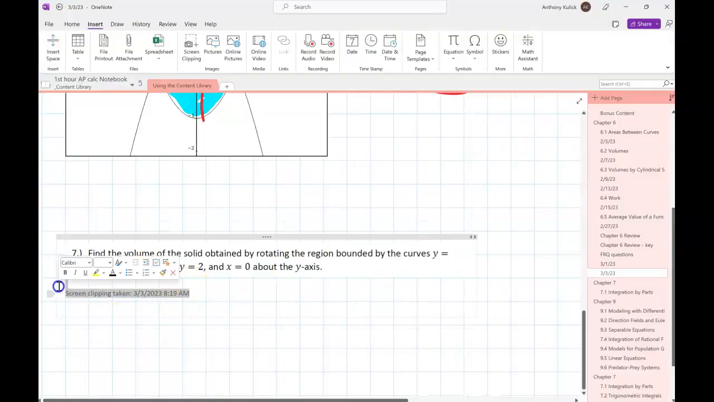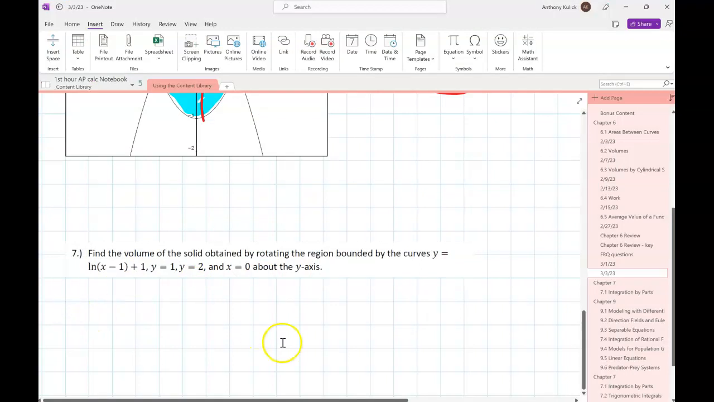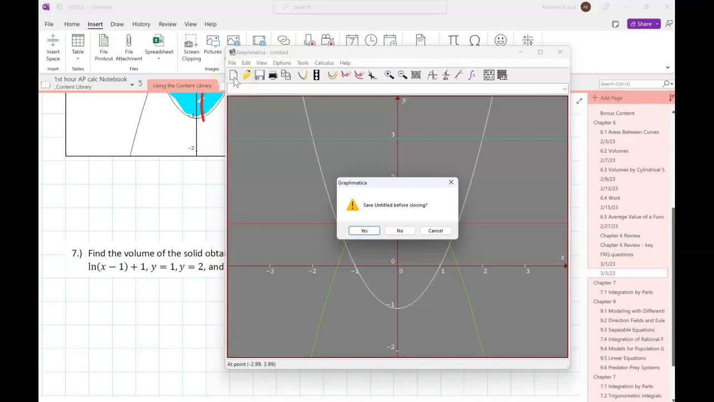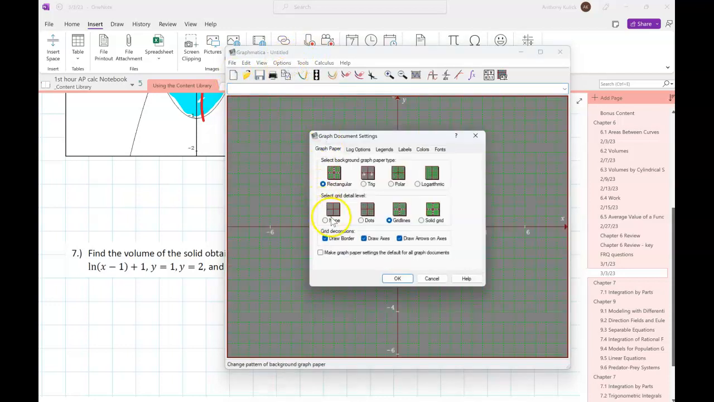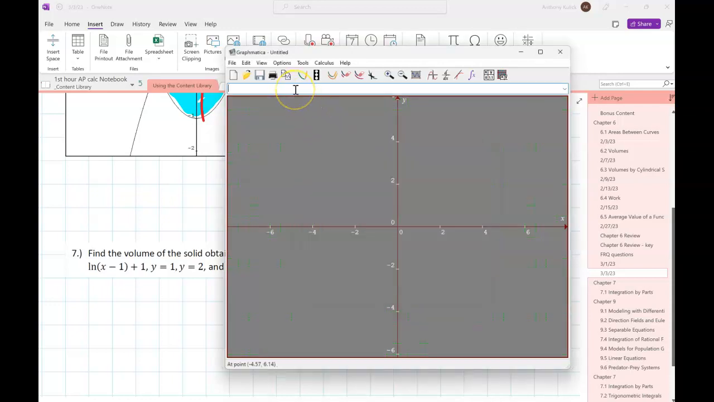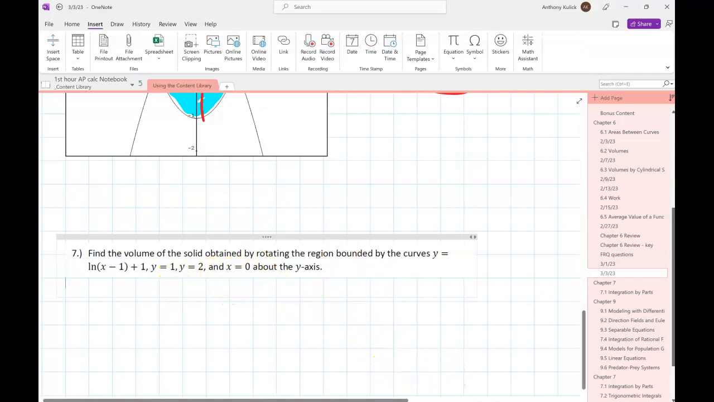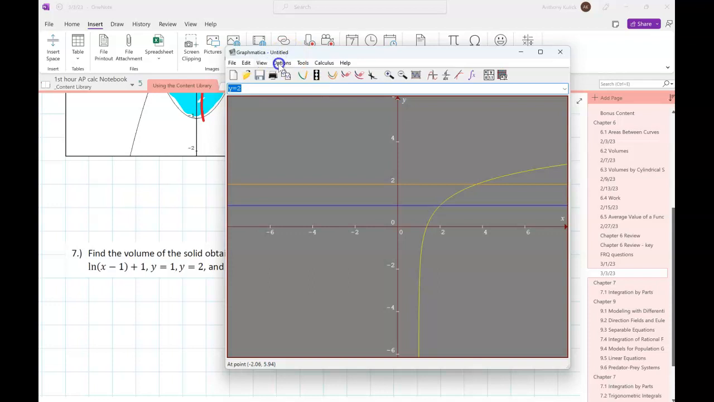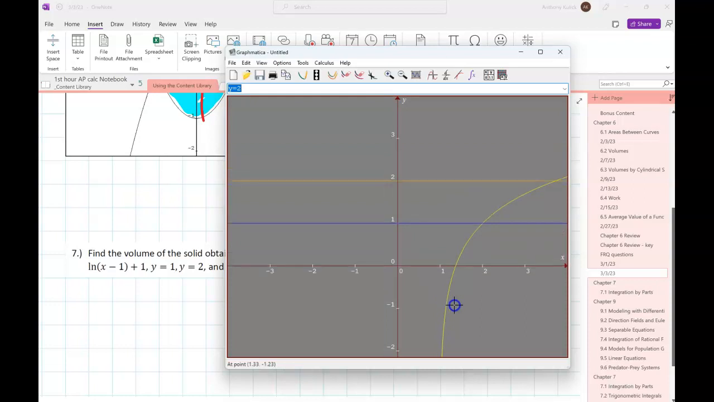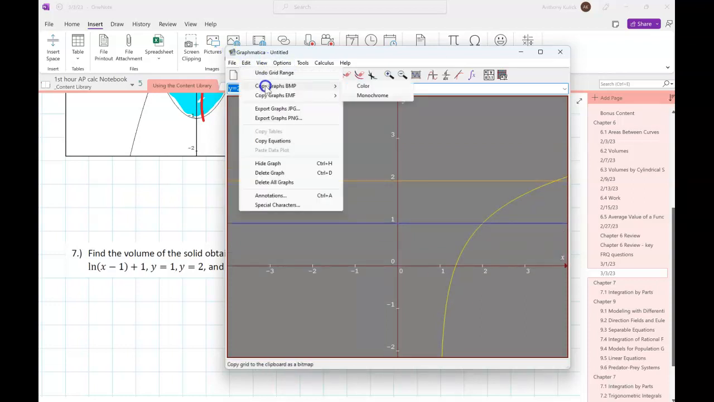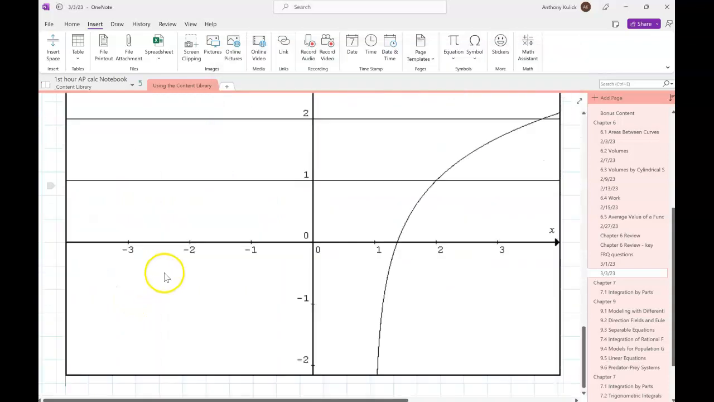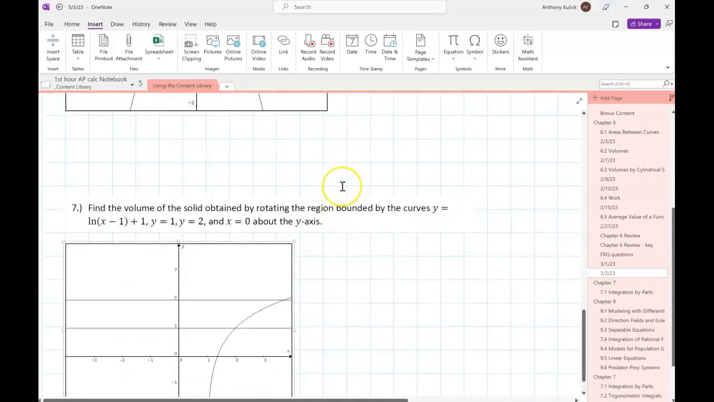All right, let's see here. I kind of wish the default was like no grid. Okay. So that's enough there. Okay.